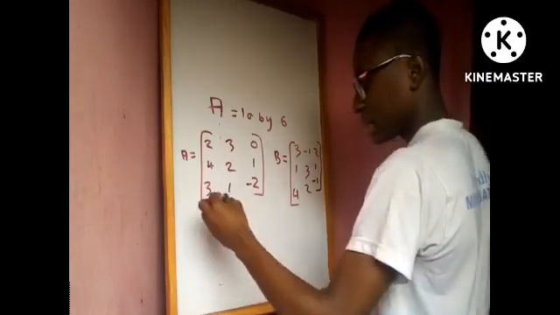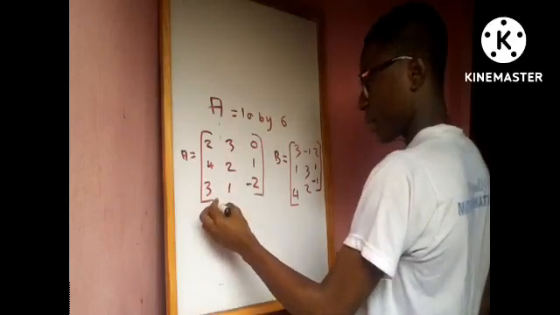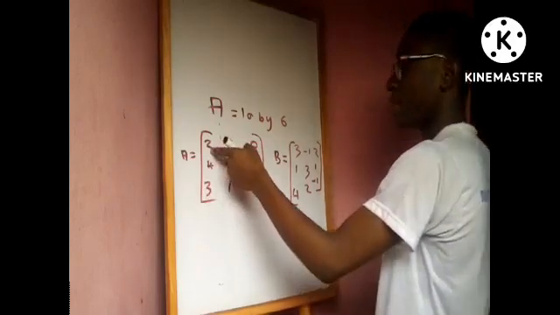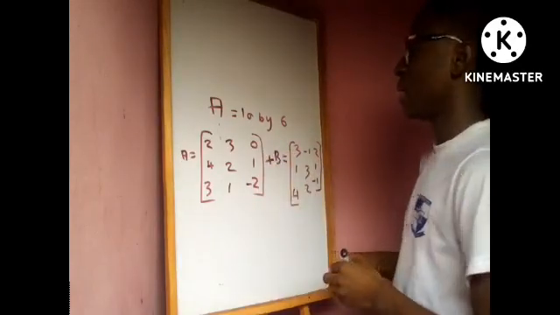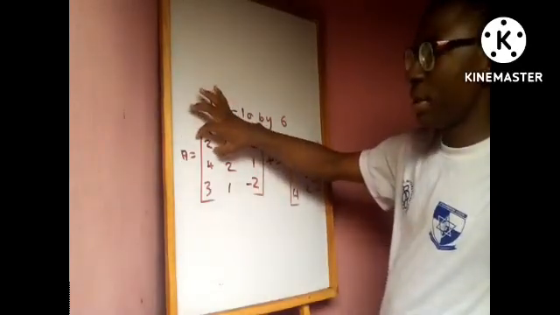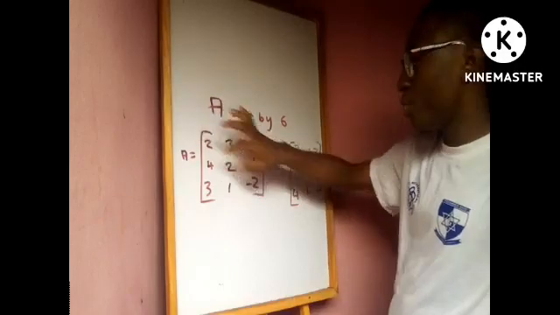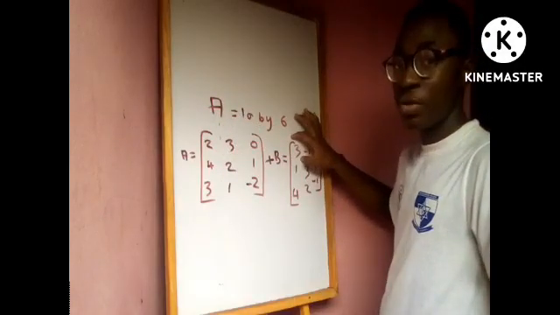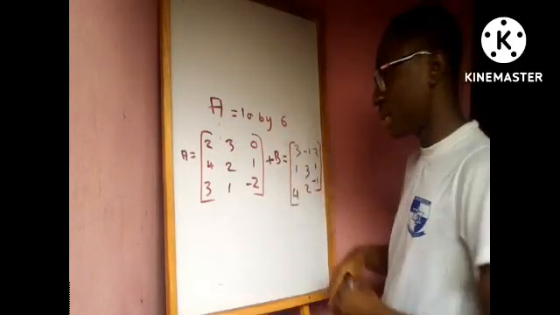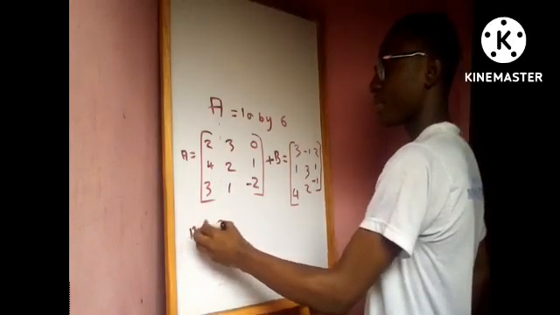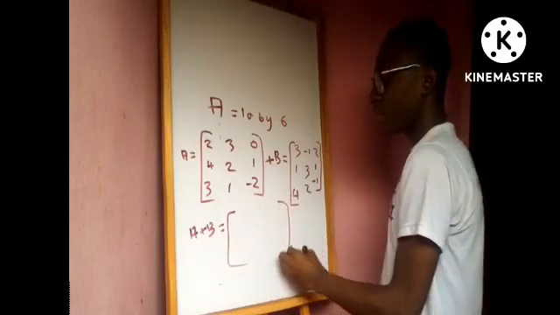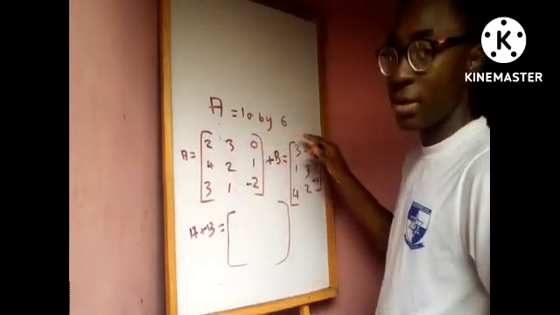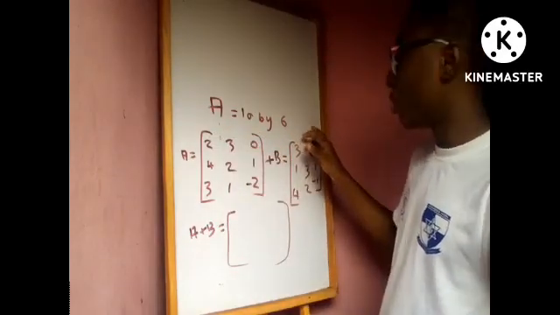Now in this case, let's make use of this. If we want to add this together, let's call this A plus B. A plus B, the element on the first row and first column will be added to the element on the first row and first column of the other matrix. So that means A plus B equals, the element on the first row and first column here will be added to the element on the first row and first column here.